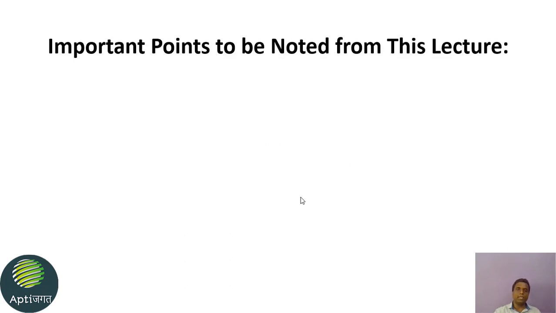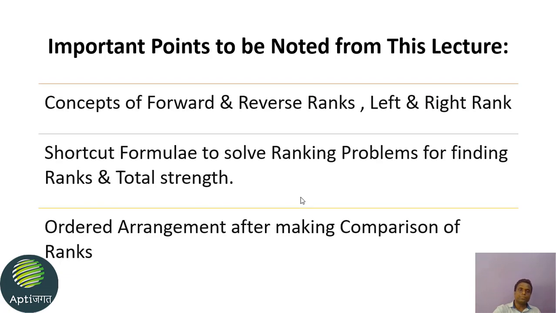Now we will see what we have learned from this lecture. Let's see. First, we understood the concept of forward and reverse ranks, left rank and right rank, downward rank, top and bottom ranks. All these are equal. We also studied the shortcut formula to solve ranking problems to find ranks and the total strength. What is total strength? The total number of people in the queue.